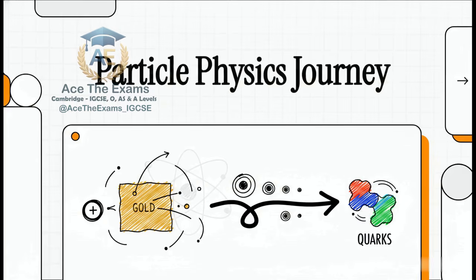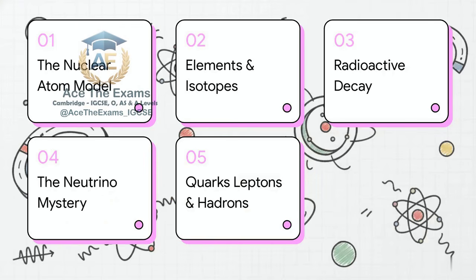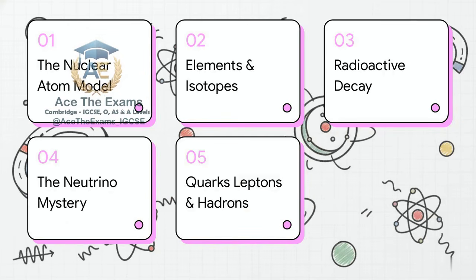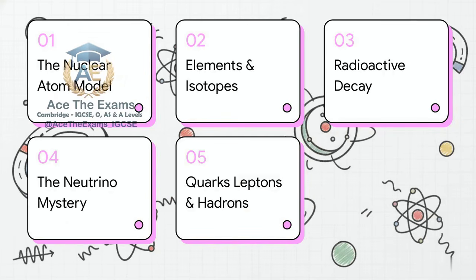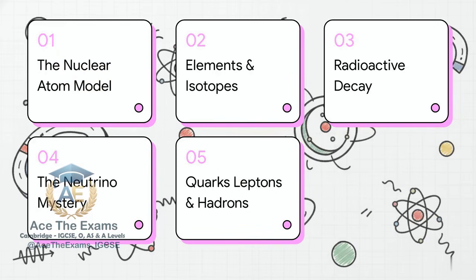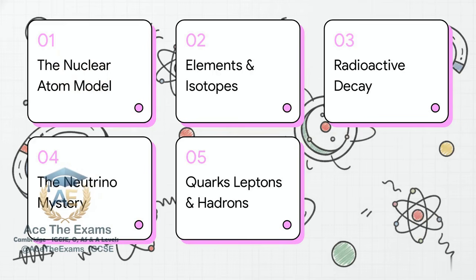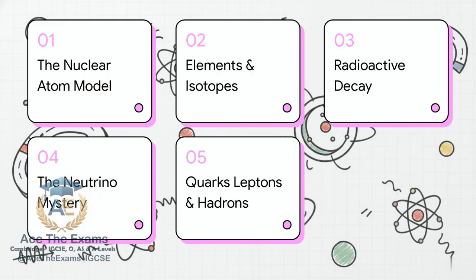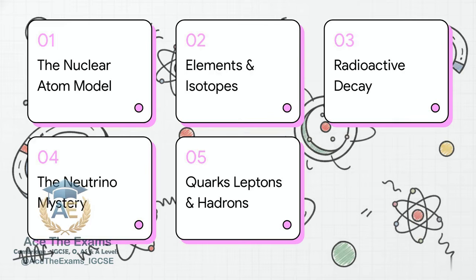Let's get started. Here is our roadmap for today. It's a lot of ground to cover, but we'll take it step by step. First, we'll look at the nuclear atom model. Second, elements and isotopes. Third, radioactive decay. Fourth, a really fascinating story called the neutrino mystery. And finally, we'll dive deep into quarks, leptons, and hadrons.